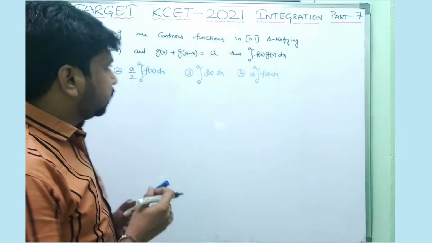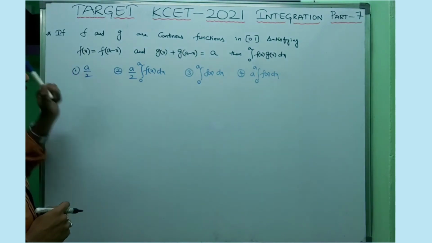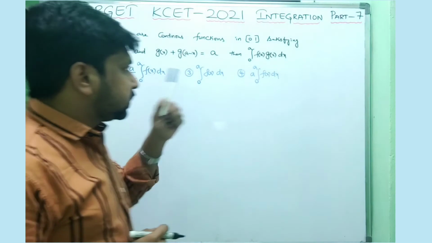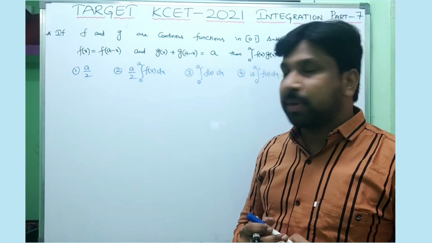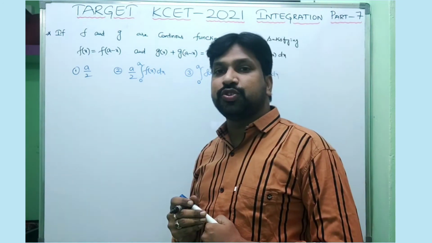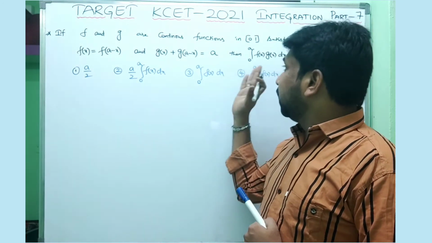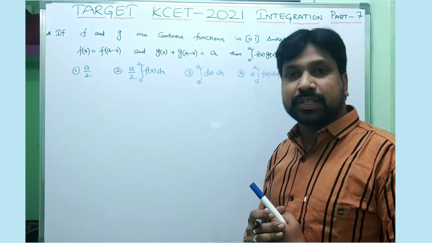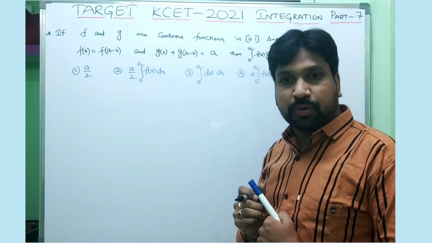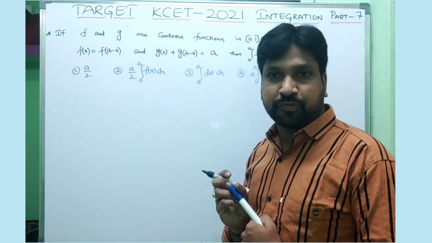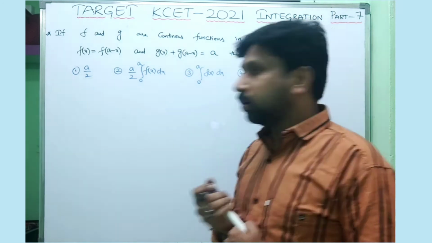Yes, first question friends, this is the most important question. If f and g are continuous functions in closed [0, 1], satisfying f of x is equal to f of a minus x, and g of x plus g of a minus x is equal to a, then they are asking the result of integral 0 to a f of x g of x dx. This is one of the expected and very important questions friends. Look into once how to solve.